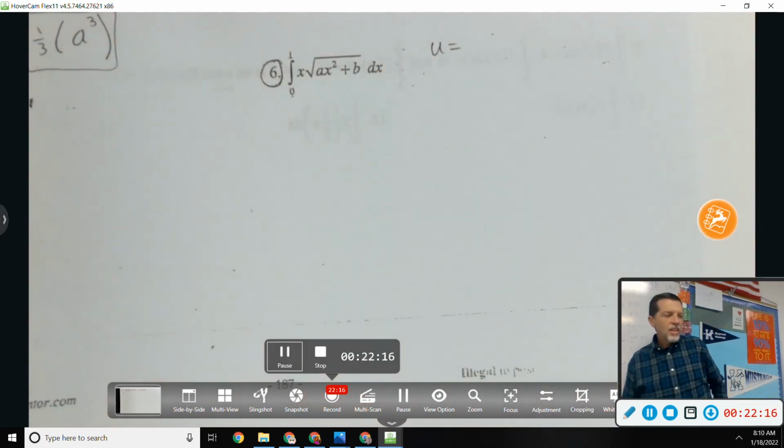Yeah, x, a, and b. Well, a is just a constant, so that's why I wanted to do this one, because it gets confusing with constants in there. Any idea what we should let u be? Good, ax squared plus b.